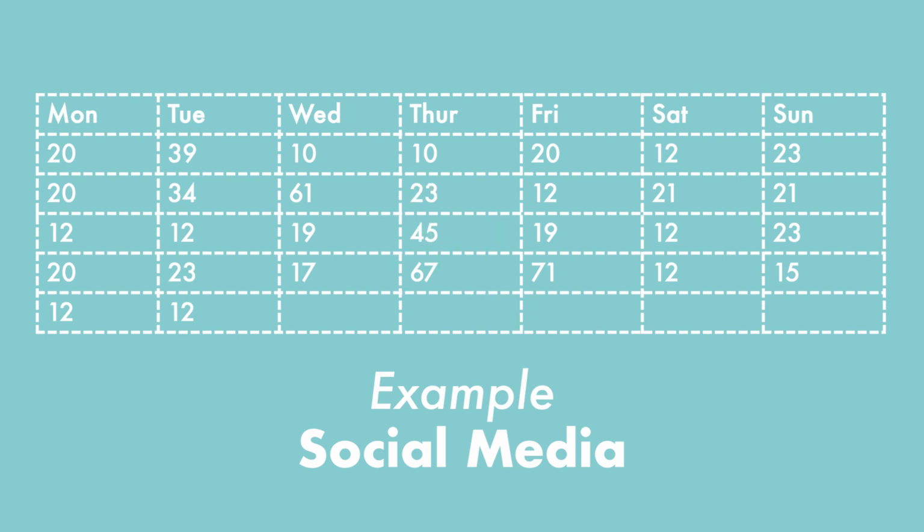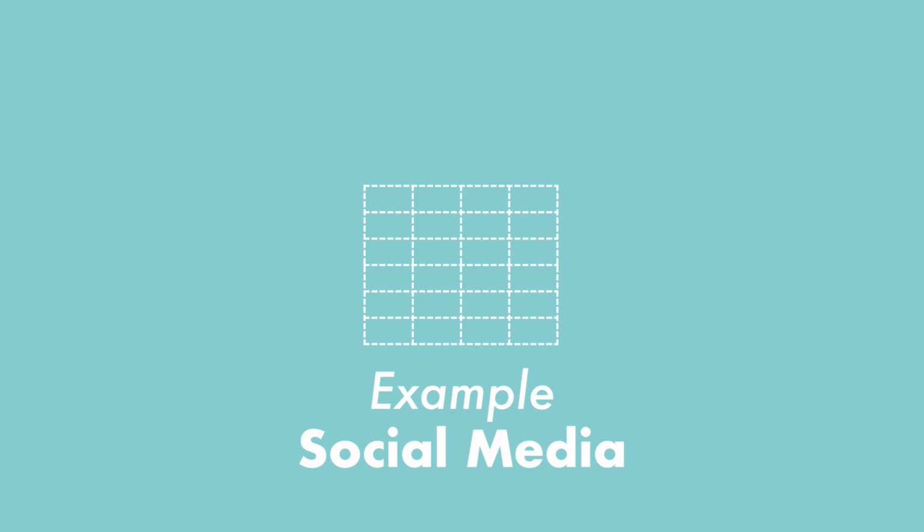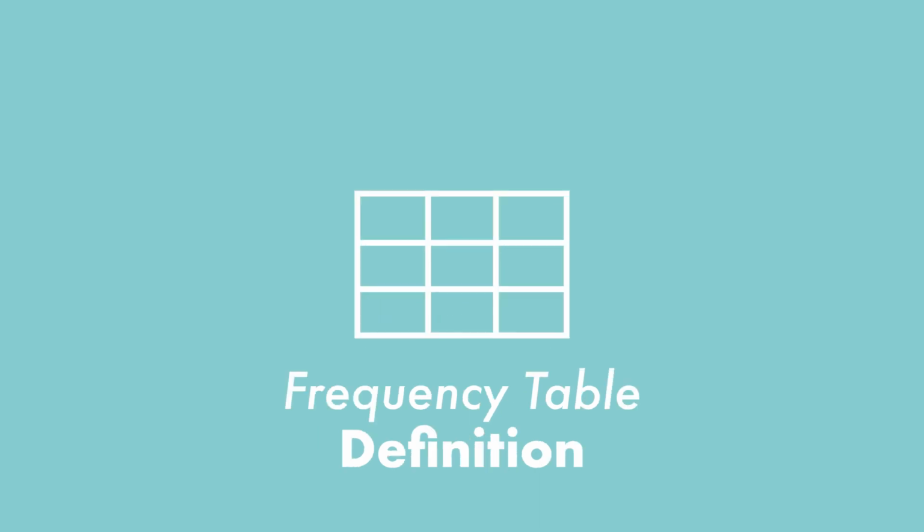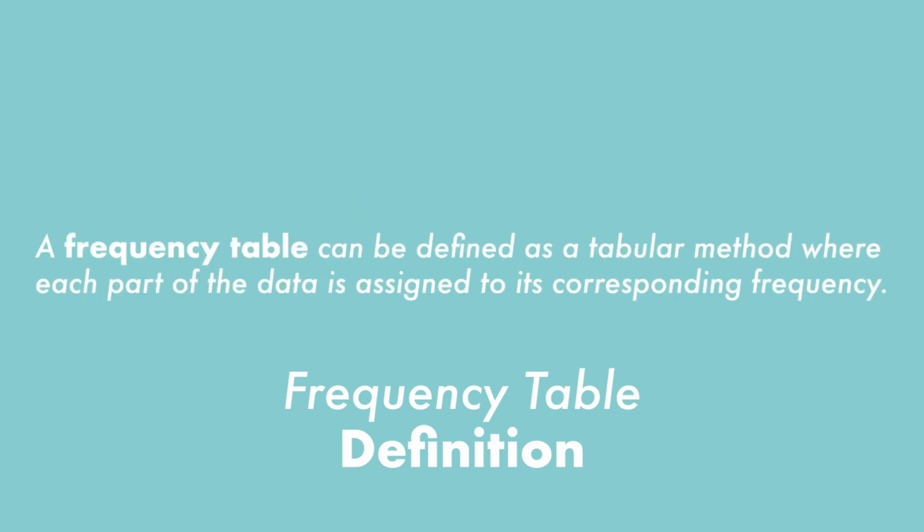To guarantee a good understanding of the data, we must show the data in a meaningful manner. We need to organize the data in such a way that it is summarized. For this, we can use a frequency table. Remember the concept of frequency table? A frequency table can be defined as a tabular method where each part of the data is assigned to its corresponding frequency. Let us talk more in depth about frequency tables for numerical data.